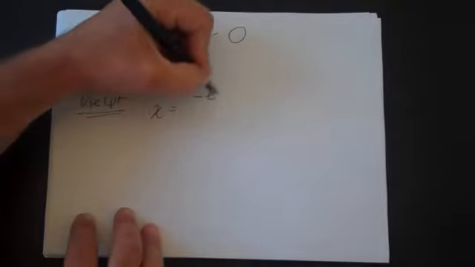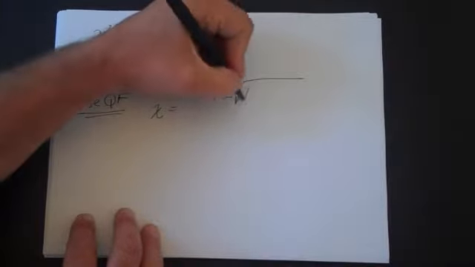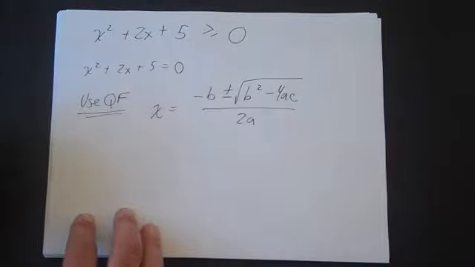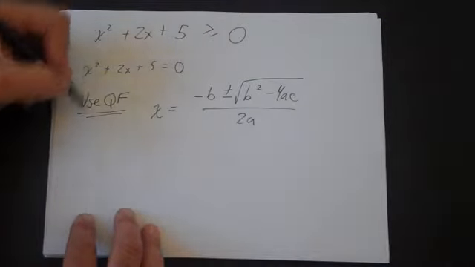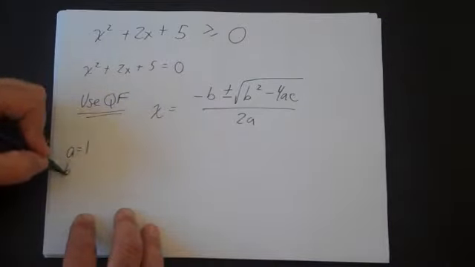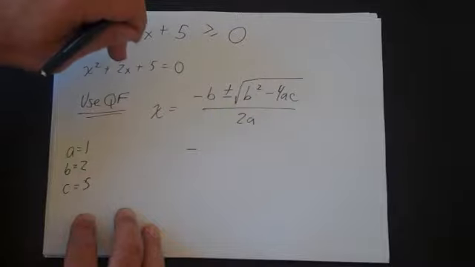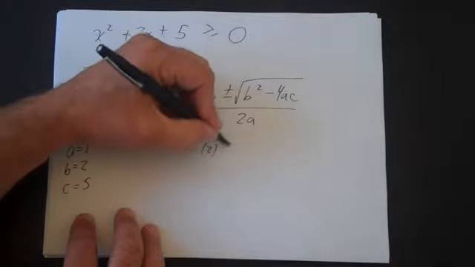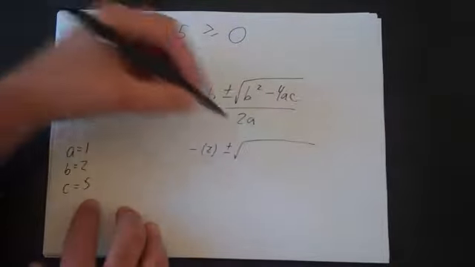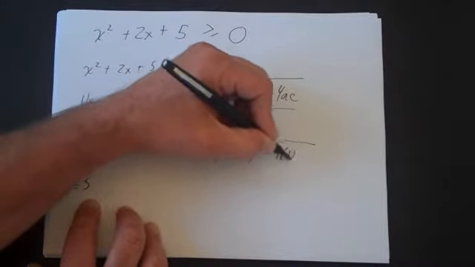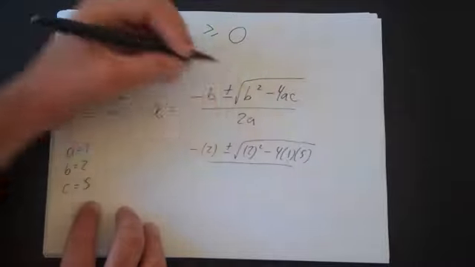x is equal to minus b plus or minus square root b squared minus 4ac over 2a. a is 1, b is 2, and c is 5. So let's plug those in. That's minus 2 plus or minus 2 squared minus 4 times 1 times 5 over 2 times 1.